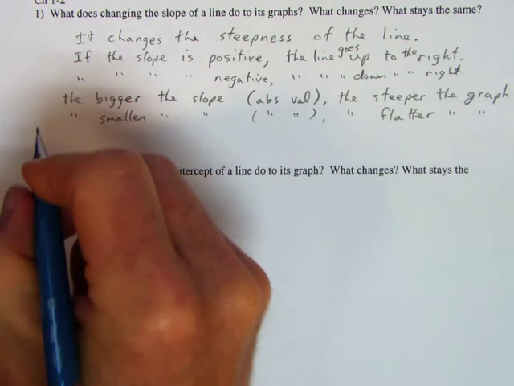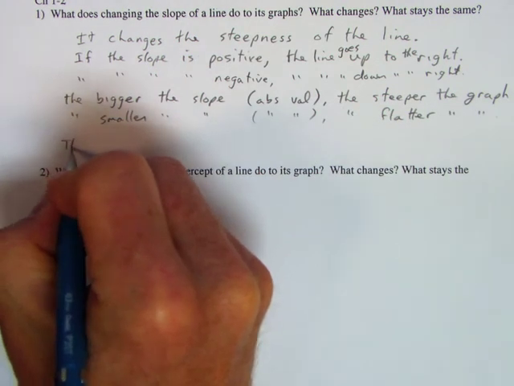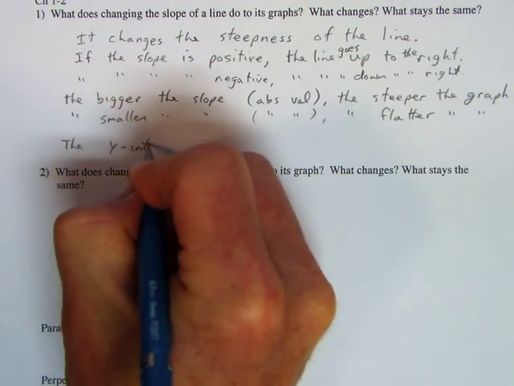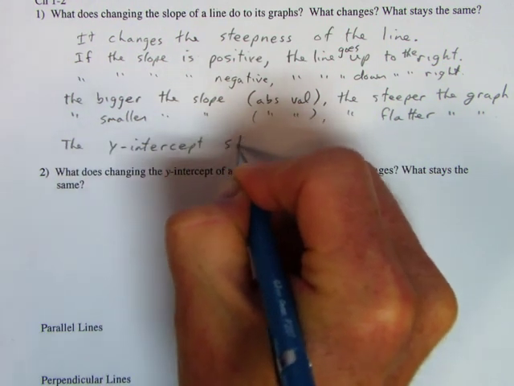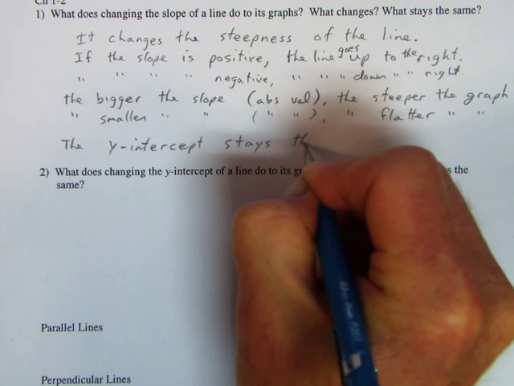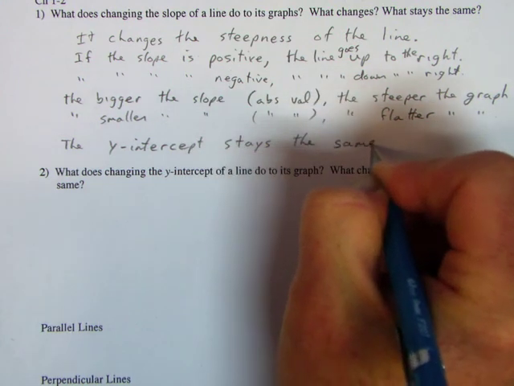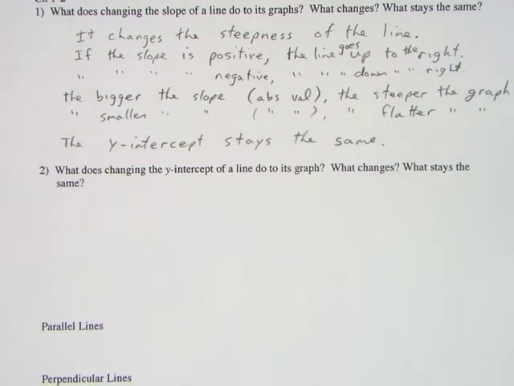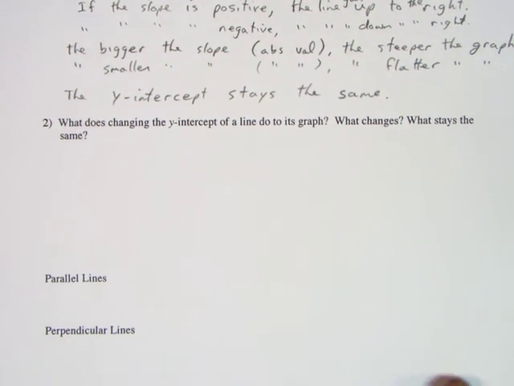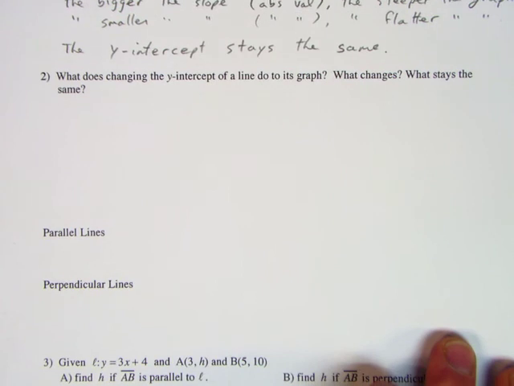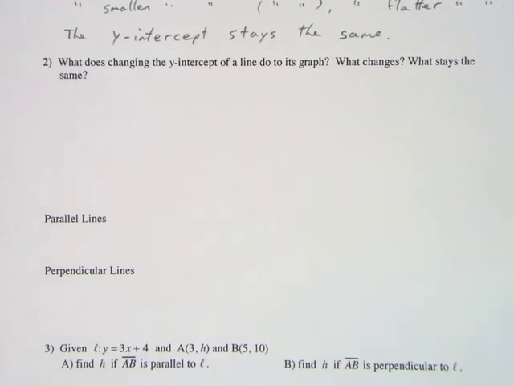And what stayed the same every single time? The y-intercept stayed the same. Now let's look at that next one. What does changing the y-intercept of a line do to its graph? What changes? What stays the same?